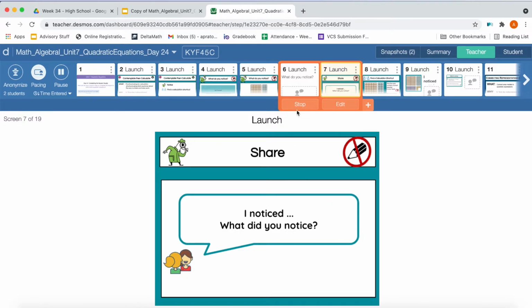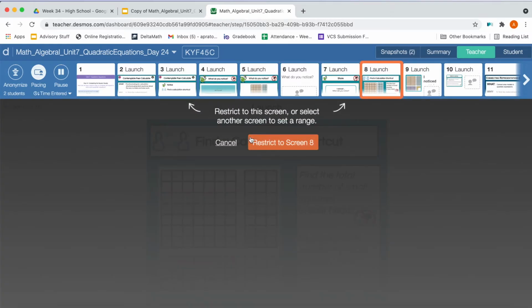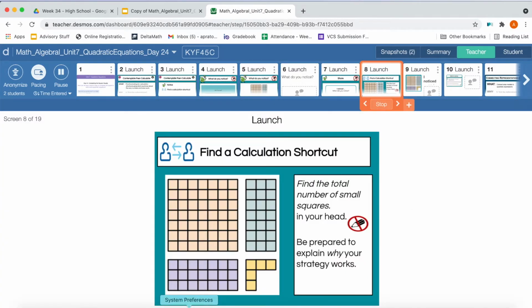Again, this might look different for different classes. Maybe they are going to share aloud like I just said, or maybe you're going to read the responses. So on the next slide, you'll show them this and you'll give them a minute, 30 seconds, to think about a calculation shortcut they could use to find the number of total small squares in their head. And be prepared to explain why the strategy works. So give them a minute or two. You might even just paste them on here to look at this and really think about it.